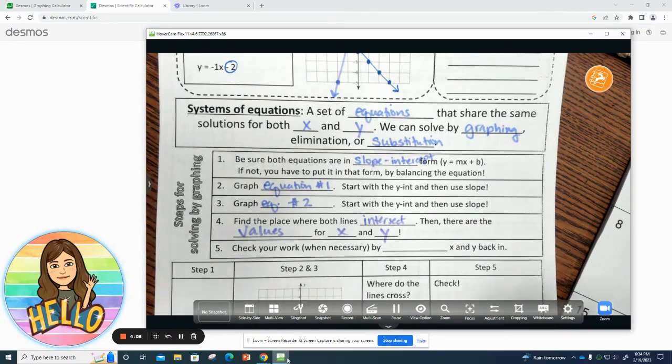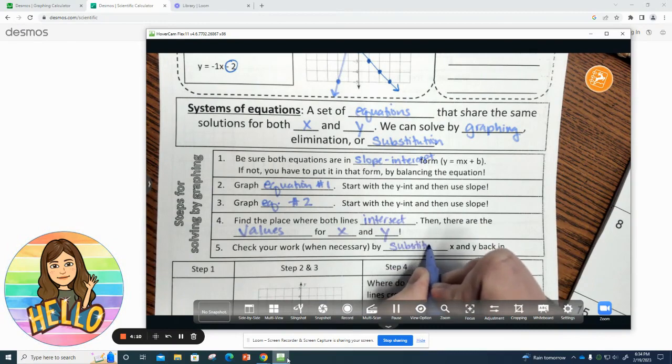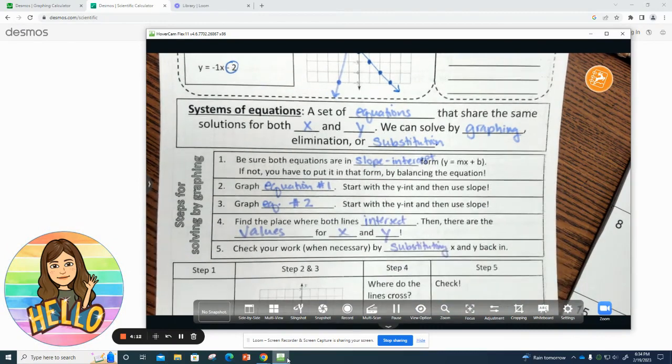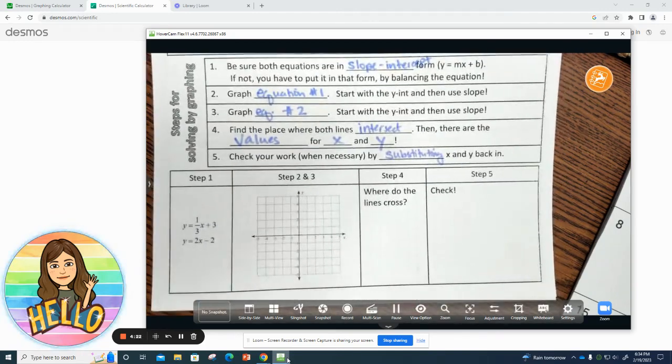Check your work when necessary by substituting x and y back in. So substituting the x and y back into both of those equations to check and be sure that both values work for both equations. Now, here we have our first problem.